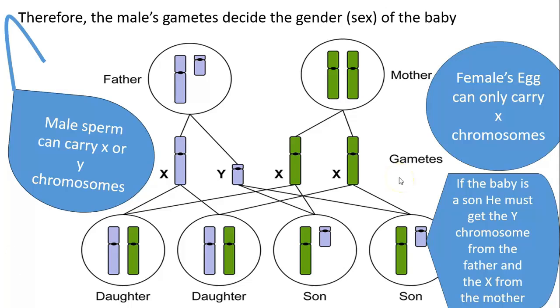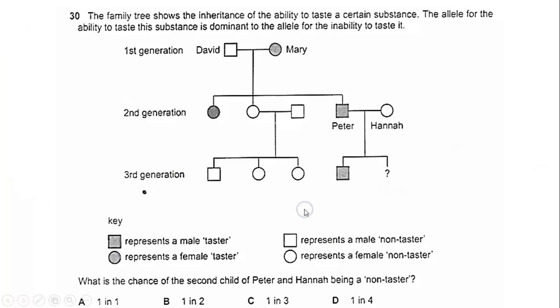So again, only the sperm cells are responsible for deciding either this family will have a son or a daughter, because only sperm cells have the two options, while the gamete cells of the mother, the X cells, will only give X's. These are the only options the mothers have.